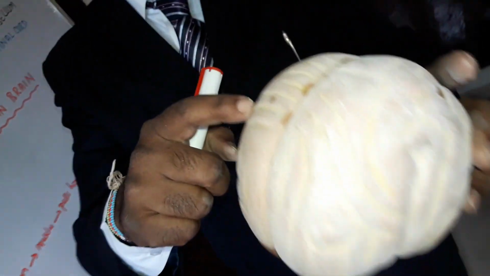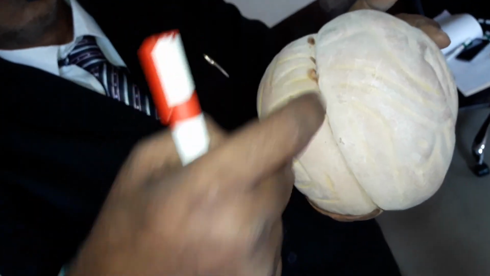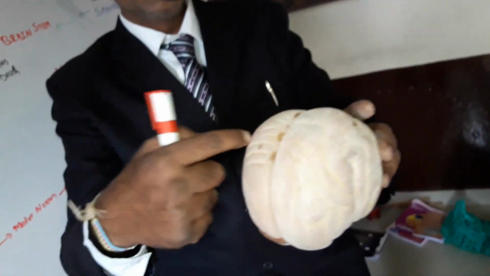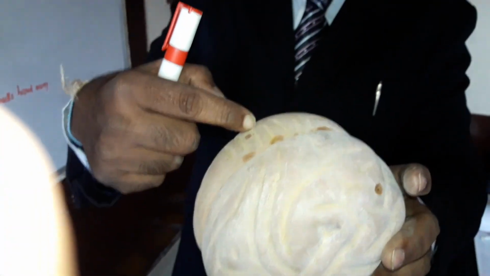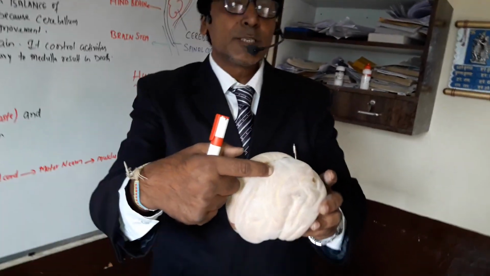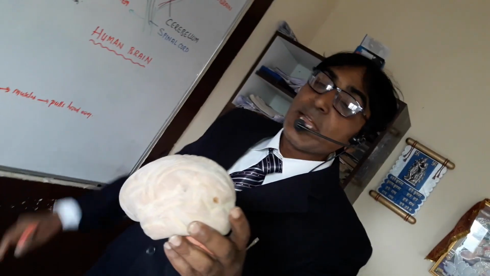Now this cerebrum is divided into two halves. You can see the two halves, and these are the grooves in between. This is the right part, and this is the left part. The cerebrum is divided into two parts: the left hemisphere, which is called the left cerebrum, and the right hemisphere, which is called the right cerebrum.